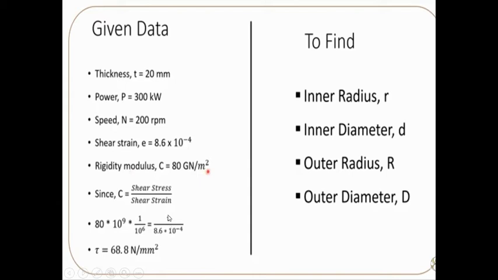Then the shear stress is calculated by dividing by the strain 8.6 into 10 raised to minus 4. So the shear stress is equal to 68.8 Newton per millimeter square. To find, first of all: inner radius small r, inner diameter small d, outer radius capital R, and outer diameter capital D. So those four data we have to find.